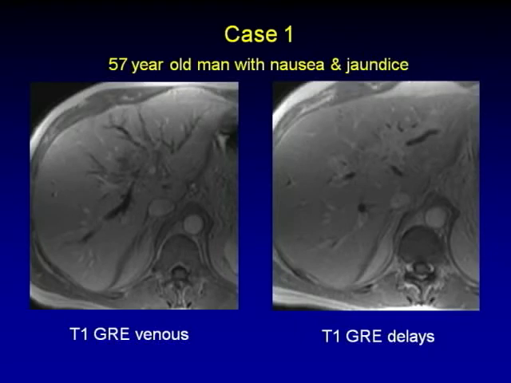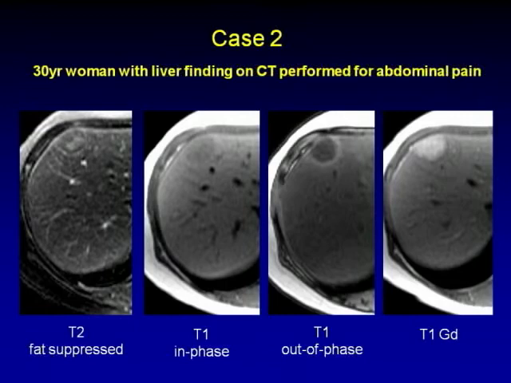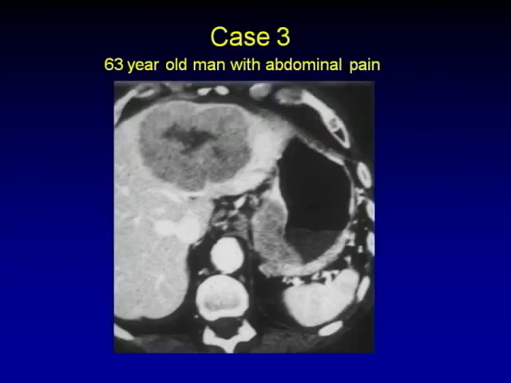delayed phase. This is case 2, a 30-year-old woman with a liver finding found incidentally when she was being evaluated for abdominal pain with a CT, and then she went on to have an MRI for further characterization. You've probably seen these already, haven't you, in your... Case 3 is a 63-year-old man with abdominal pain.